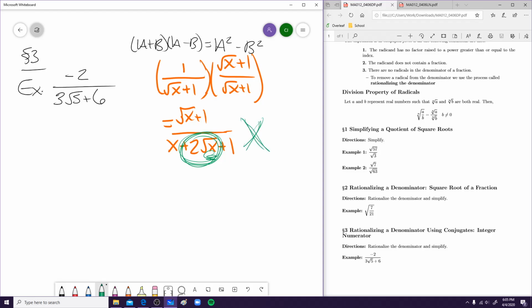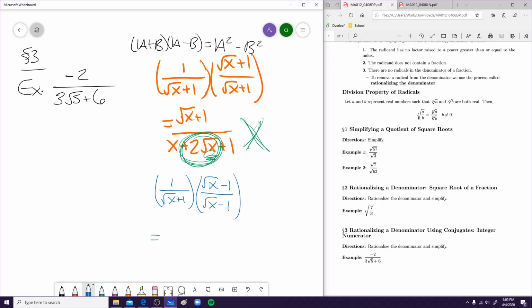That's a big no. So let me use maybe blue. What if I do multiply it by the conjugate? Then I'll have 1 over the square root of x plus 1. And if I multiply it by the conjugate, what's the conjugate of this? It is the square root of x minus 1.